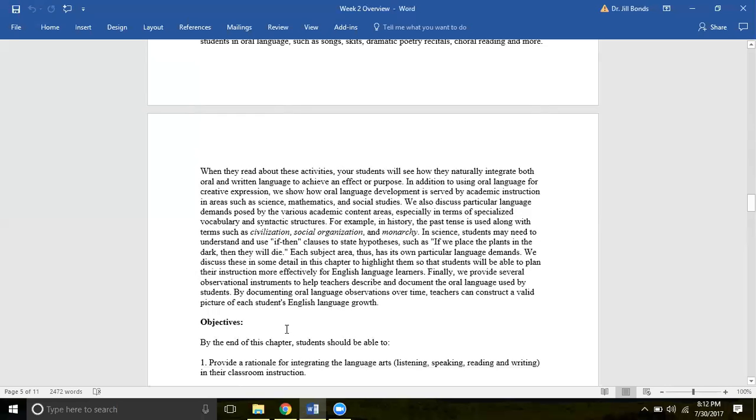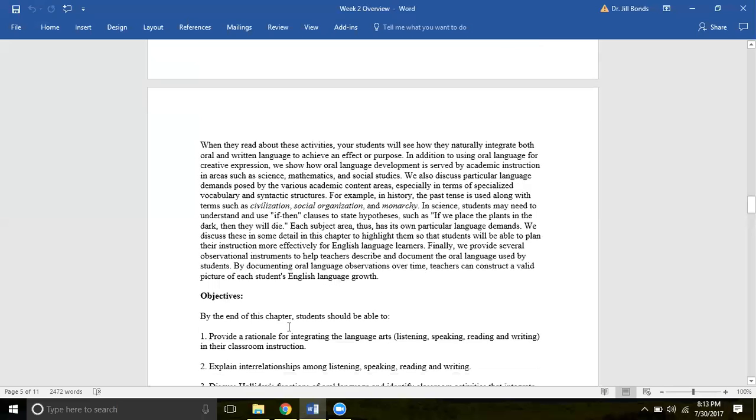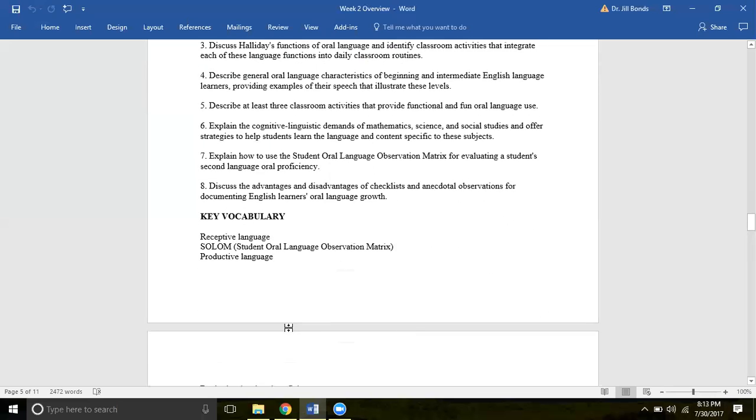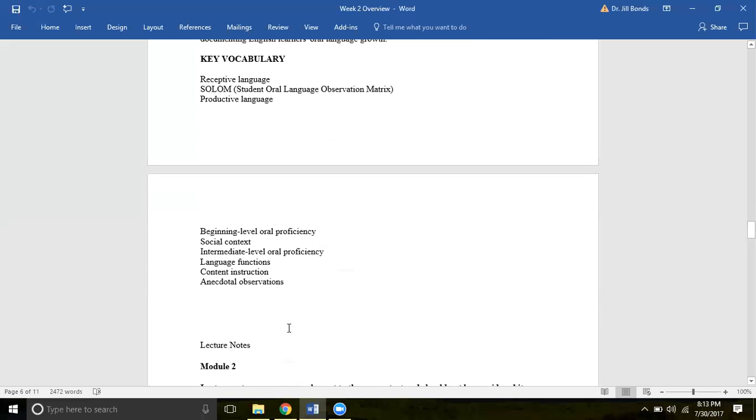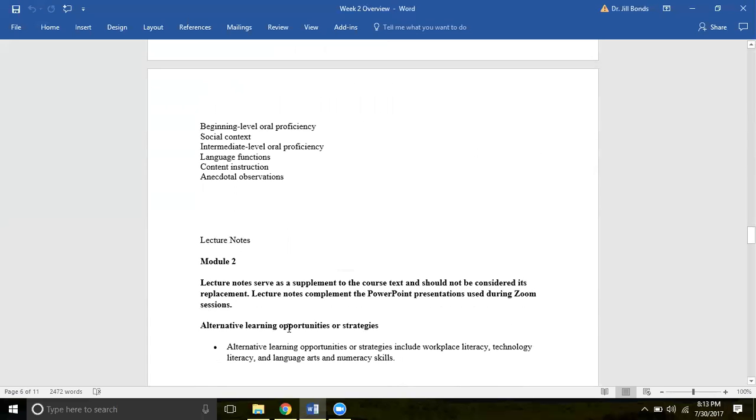By documenting oral language observations over time, teachers can then construct a valid picture of each student's English language growth. Key vocabulary is receptive language, SOLOM, or student oral language observation matrix, just looking at the checklist, productive language, beginning level oral proficiency, social context, intermediate level oral proficiency, language functions, content instruction, and anecdotal observation.